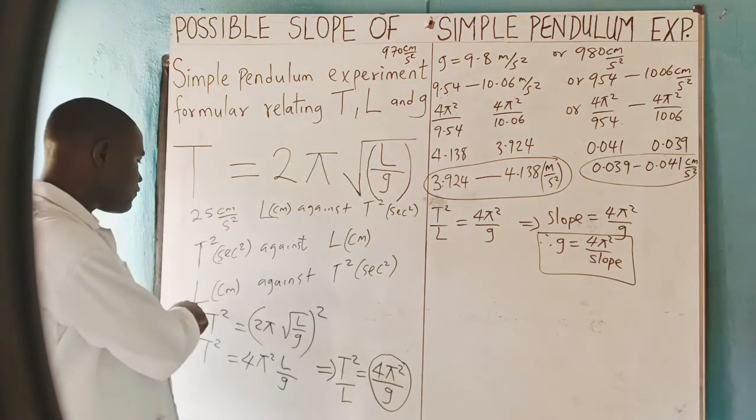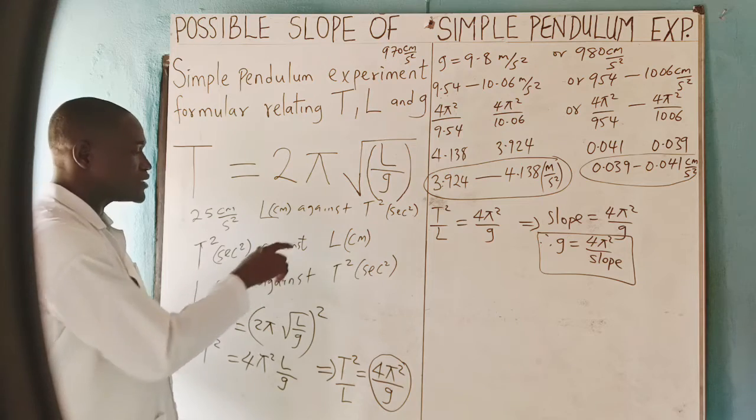Then we go for the one of you plotting the graph of L against T square.